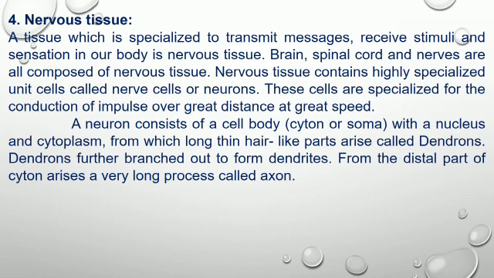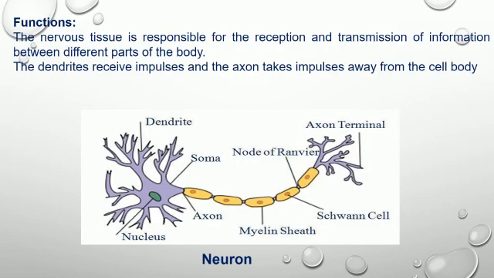A neuron consists of a cell body with a nucleus and cytoplasm, from which long, thin, hair-like parts arise called dendrons. Dendrons further branch out to form dendrites. From the distal part of cyton arises a very long process called axon. Functions. The nervous tissue is responsible for the reception and transmission of information between different parts of the body. The dendrite receives impulses and the axon takes impulses away from the cell body.